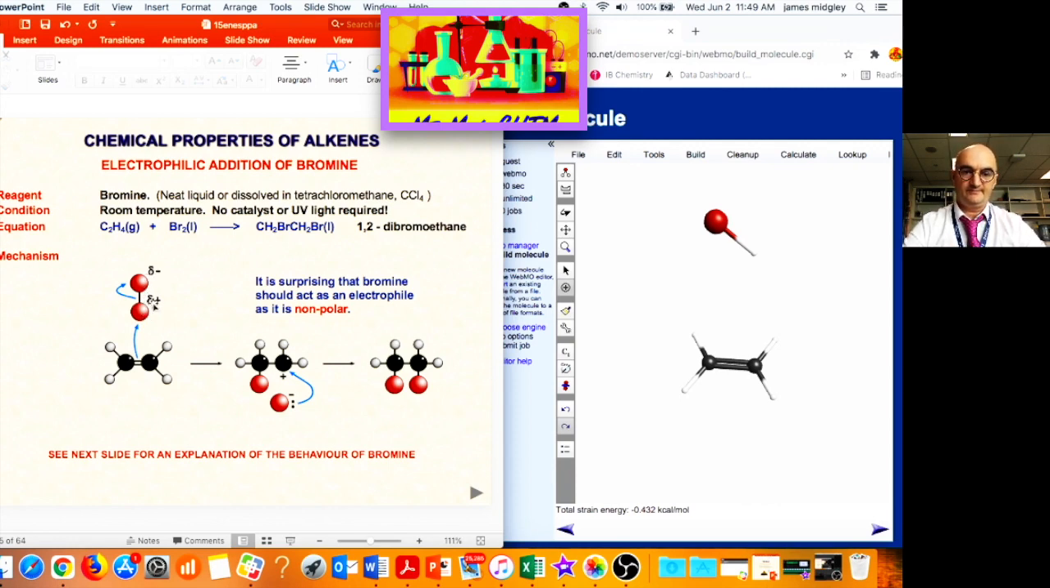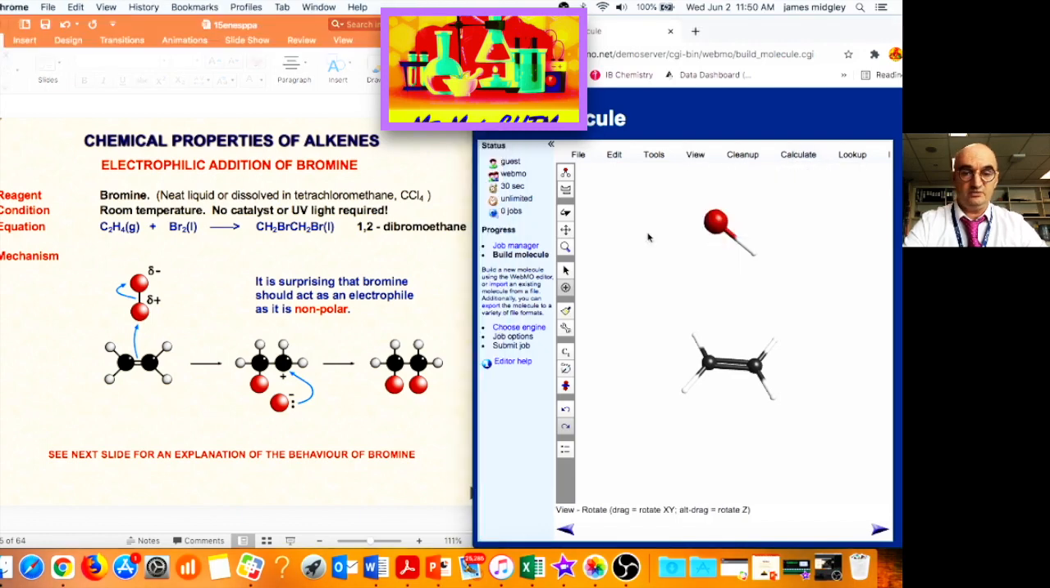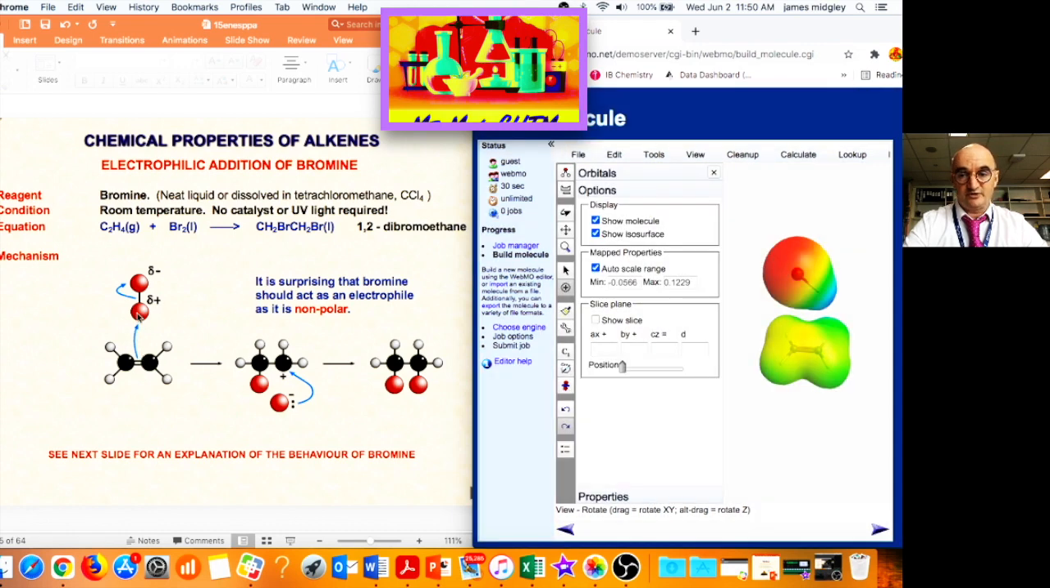How did that happen? It happened because as the pi electron density here, that we saw over on our WebMO molecule, as that approaches the bromine, it's going to push electron density away in the bromine molecule. So like charges repel, it's going to make one end of the Br2 slightly negative, which means relative to that slight electronegativity, the other end is slightly positive. As soon as that happens, same mechanism, bosh, it's just the induced dipole rather than a permanent dipole, as in the HBr.